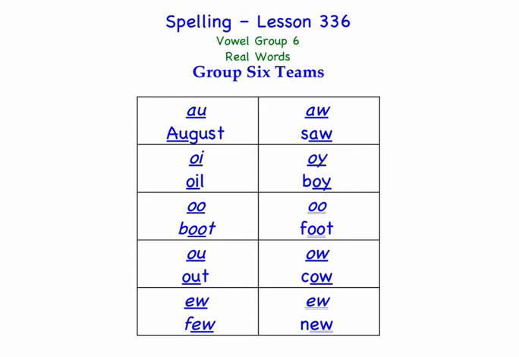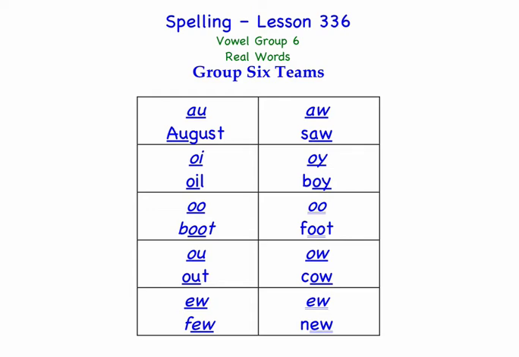So the difference here in vowel group 6 is that two vowels do join together, form a team, but the first vowel does not say its name. It makes another sound. Let's review the sounds that these teams represent, and there are a total of 10 teams. AU and AW both represent the sound aw, as in August and saw. Normally, AU will represent the sound aw at the beginning of the word or in the middle of the word, and AW will represent that sound at the end of the word. There are exceptions to that.